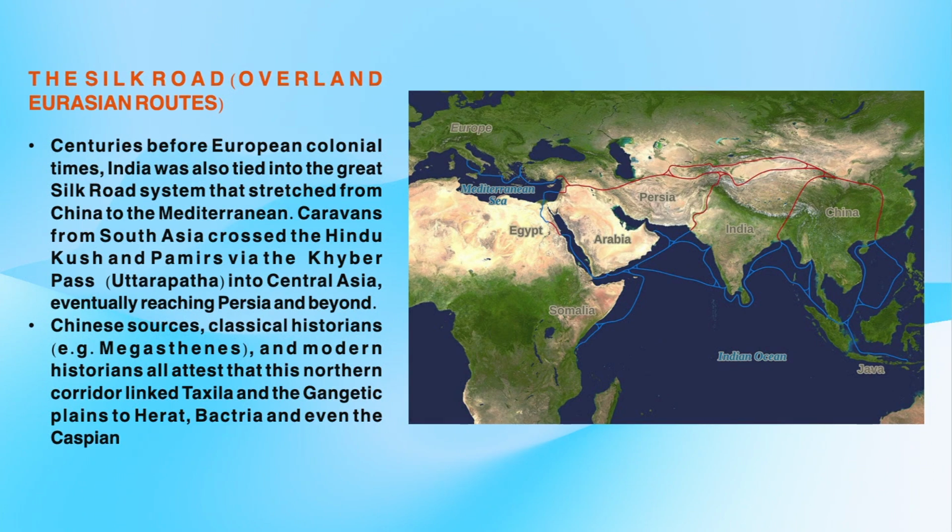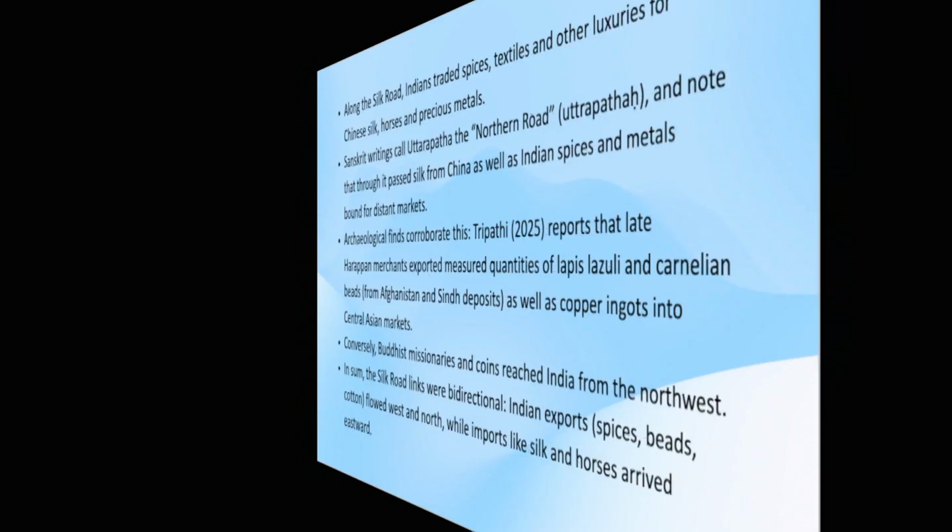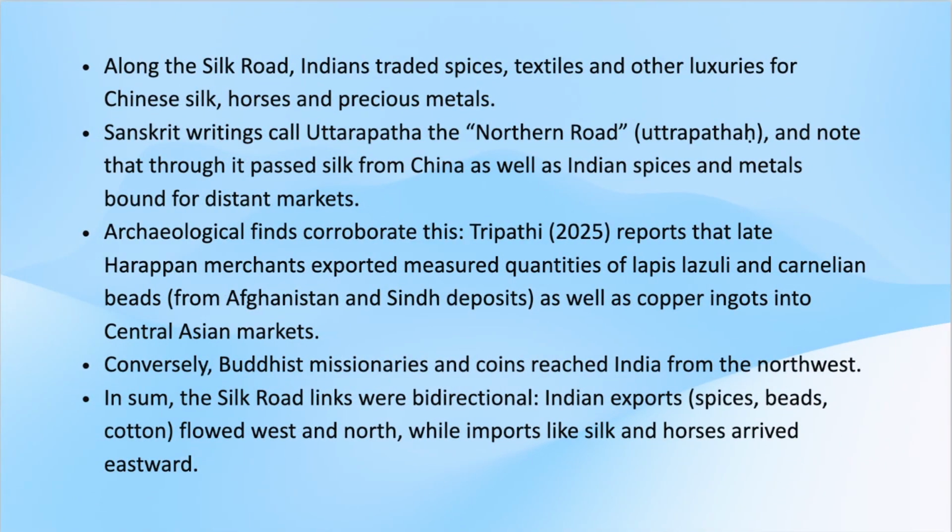Centuries before the European colonial times, India was tied to the Great Silk Route system, which stretched from China to the Mediterranean Sea. Caravans from South Asia crossed the Hindu Kush and the Pamirs via the Khyber Pakhtunkhwa Pass into Central Asia, eventually reaching Persia and beyond. Chinese sources, classical historians, and modern historians attest that this northern corridor linked Taxila with the Gangetic Plains to Herat, Bactria, and even the Caspian. Along the Silk Route, various spices, textiles, luxuries, Chinese silk, horses, and precious metals were traded.